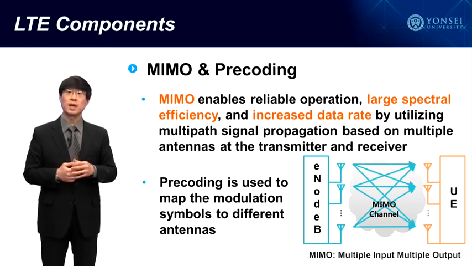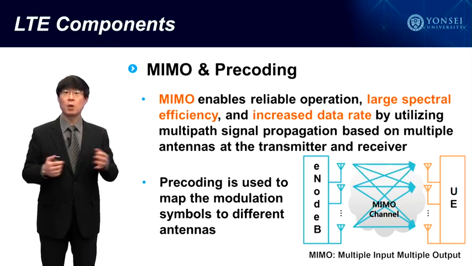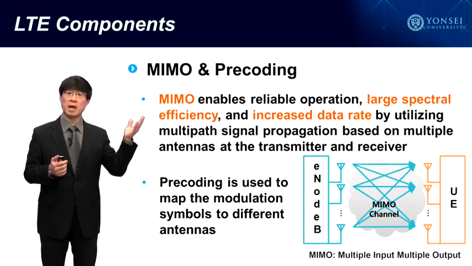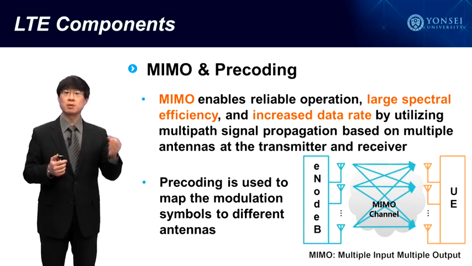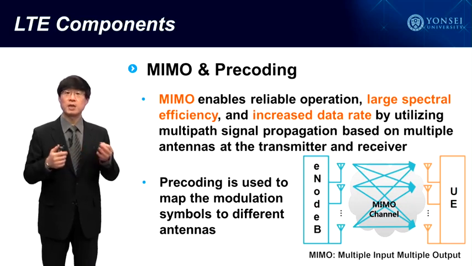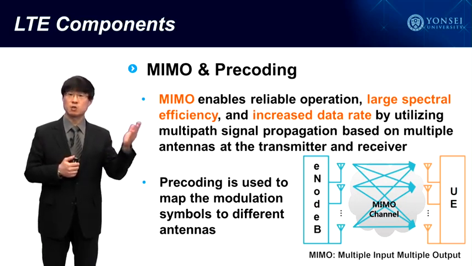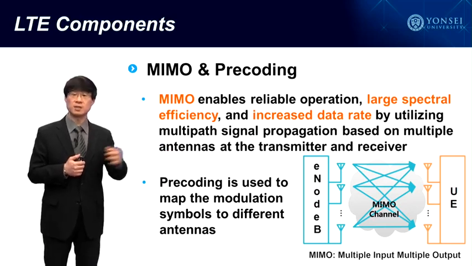The next one is MIMO technology and precoding. Now, what is MIMO? MIMO stands for multiple input, multiple output. This enables reliable operation, large spectral efficiency, and increased data rate by using multi-path signal propagation based on multiple antennas at the transmitter side and at the receiver side.